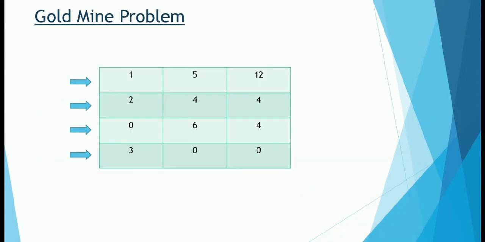So here is our gold mine, here is our matrix. As you can see, if you are standing at this particular cell, then you can either move right, diagonally up this way in the right direction, or diagonally down this way in the right direction. This is what the condition of the gold mine problem says. Now these arrows indicate that you can start from any of the rows of the first column.